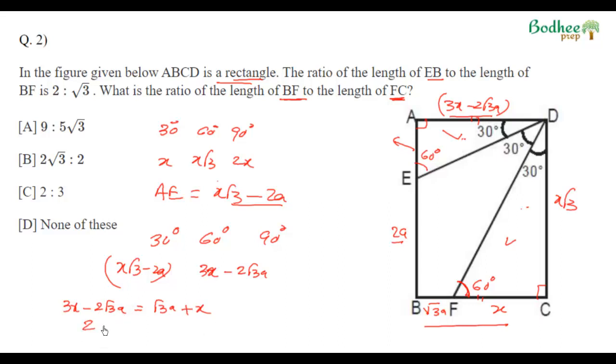Now let's take x on the LHS and the A term on the RHS. So we'll be getting 2x equal to 3 root 3 A, right? So definitely we can say that root 3 A over x should be equal to 2 by 3. So option C becomes the right answer, because this is the value of BF and this is the value of FC, which we have assumed. The ratio would be 2:3.